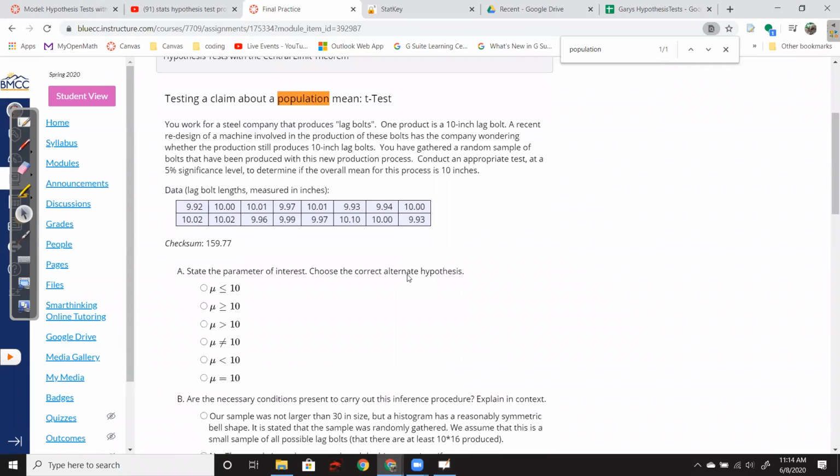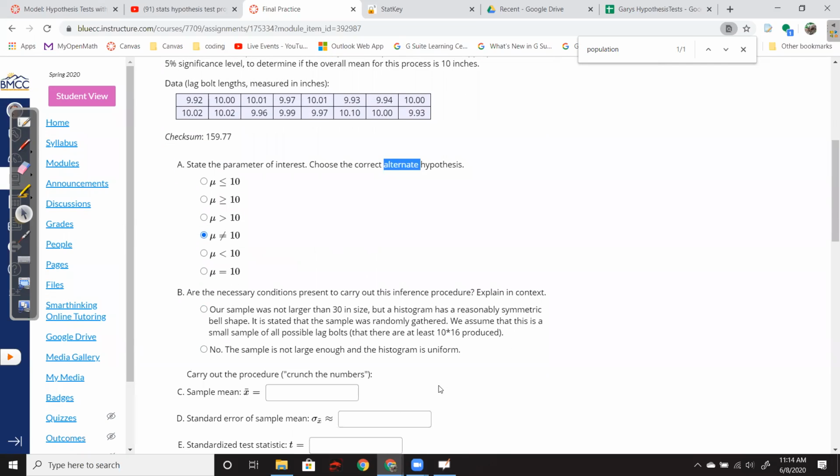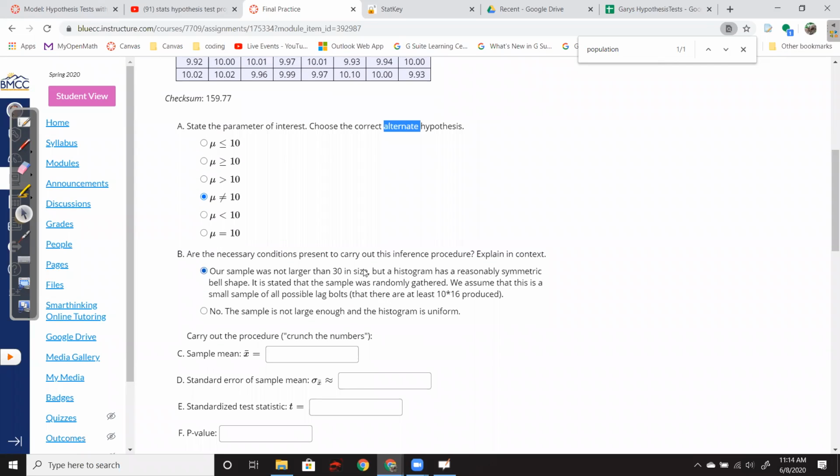So on mine, let's see, choose the correct alternative hypothesis. My alternative hypothesis was that mu is not 10. The null hypothesis was that it is 10, and here it's asking, what's the alternative? So that would be mu is not 10. Do I have the necessary conditions? Well, if I don't, I can't do the problem, so I'm just going to say, yes, I do. I'm going to believe those conditions are true, otherwise there's no point in continuing.